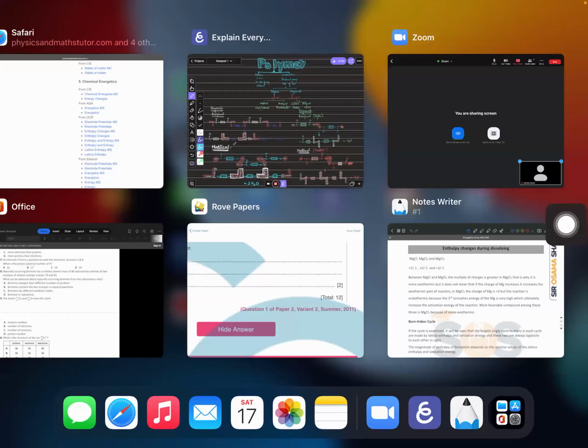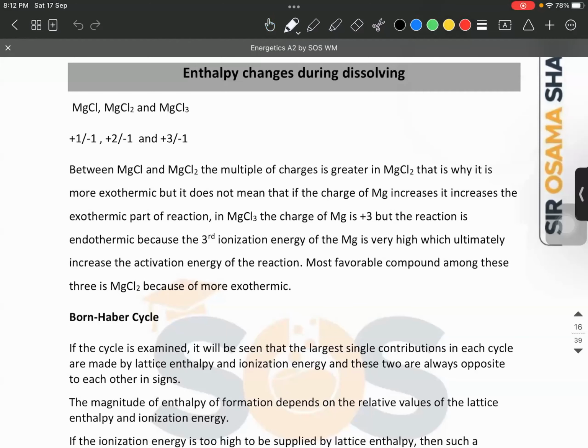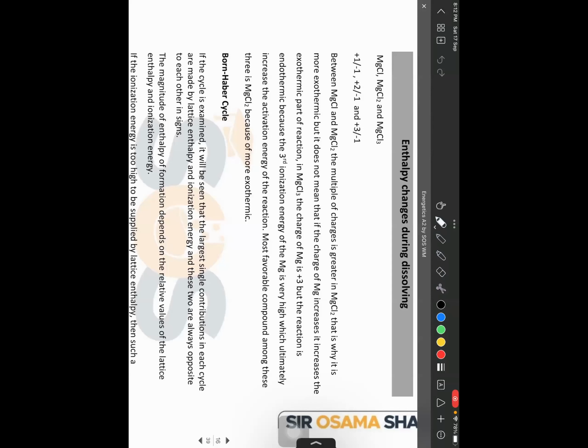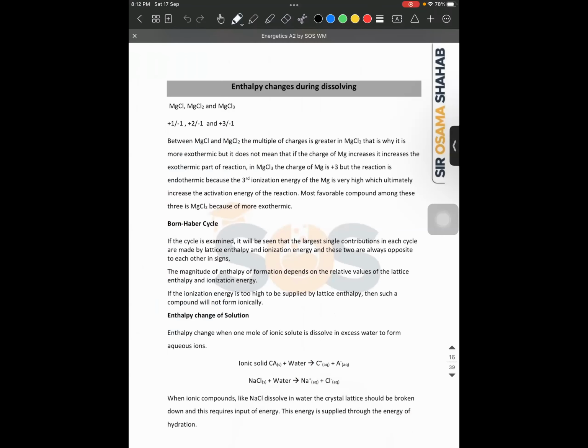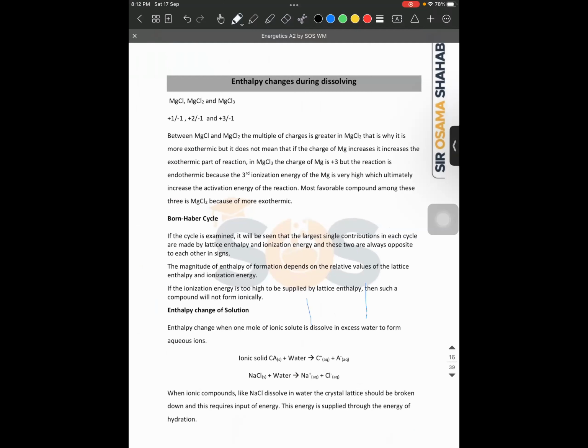Okay, so the new thing that we need to discuss in our class is enthalpy change during dissolution, right? When you are going to dissolve something, what will be the enthalpy change? This is what we need to discuss in today's class, right, Bacho?